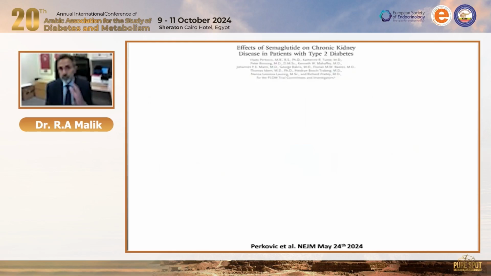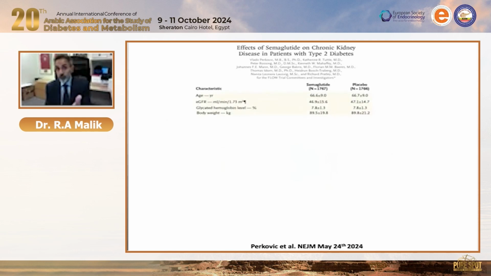Well, the latest data suggests that GLP-1 receptor agonist, particularly semaglutide, has a very good effect. So this is the FLOW trial published in the New England Journal of Medicine in May. Essentially shows that if you are on semaglutide, you have an eGFR, actually you can see, of 46. Glycosylated hemoglobin, pretty good, 7.8. Body weight, pretty good, 89 kilograms. 15% were on an SGLT2 inhibitor in the background. The rest were on either an ACE inhibitor or angiotensin receptor blocker.